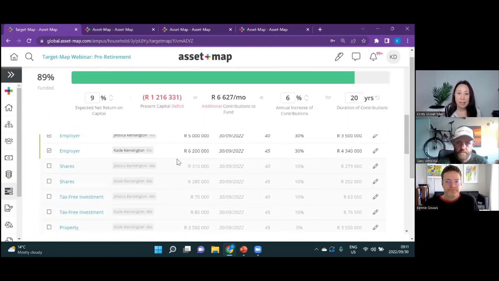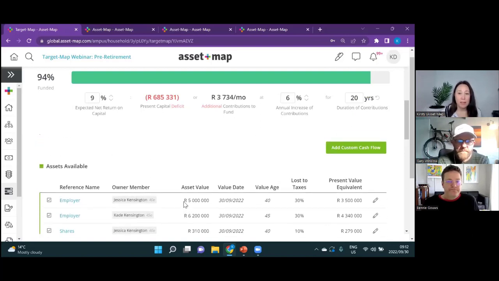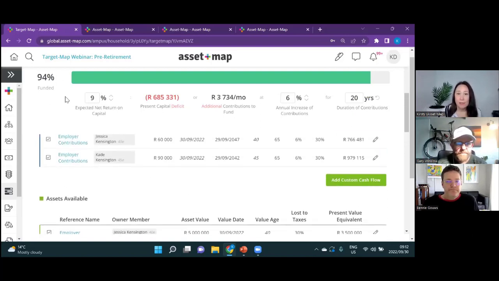so better. In this case, I've included the 2 retirement funds, but now I can start selecting other funds that the client wants to allocate towards this goal. So in this scenario, I'm going to include the shares, but I'm not going to include the tax-free investments because perhaps there's a different purpose for those. So I'm not going to allocate that to the goal.